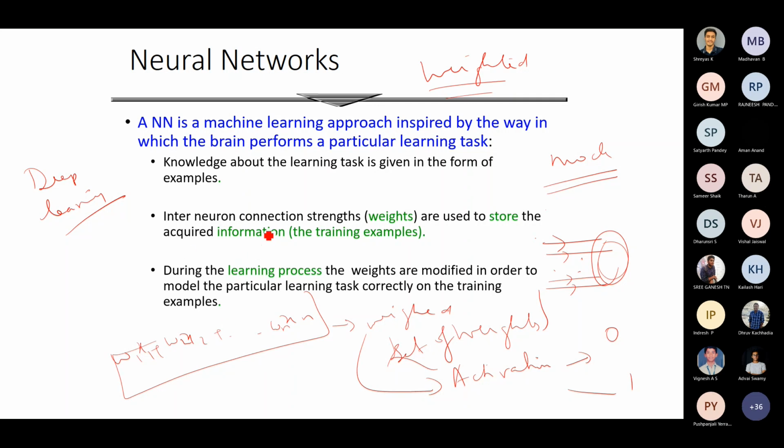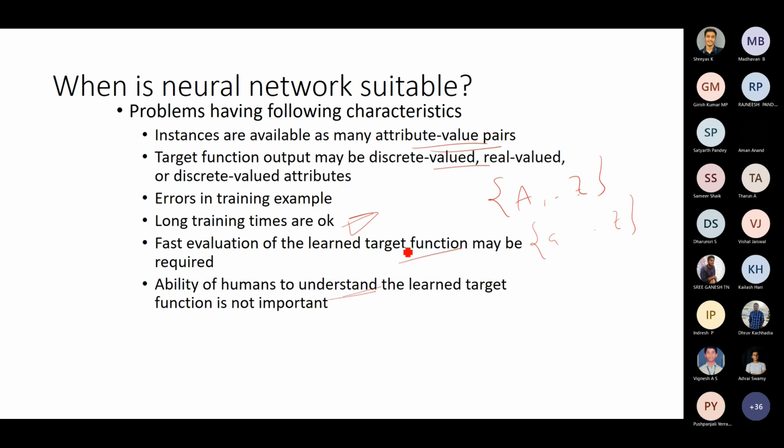So we are trying to determine how the neurons are connected and how information is stored. That is how we are trying to find out. During the learning process, you modify this weight vector in order to find out whether it is a correct or incorrect situation. So when is a neural network suitable? This learns similar to how a human being learns to perform a particular task.